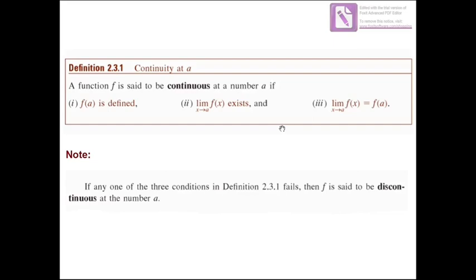Note that if any one of the three conditions in Definition 2.3.1 fails, then f is said to be discontinuous at the number a. So if one of these three conditions is not satisfied for the function f, we say this function is discontinuous or not continuous.